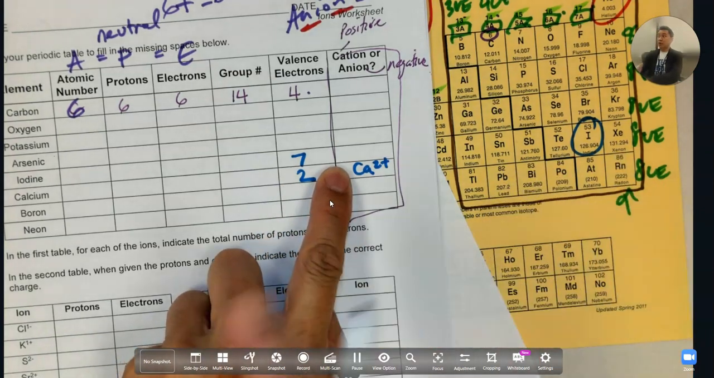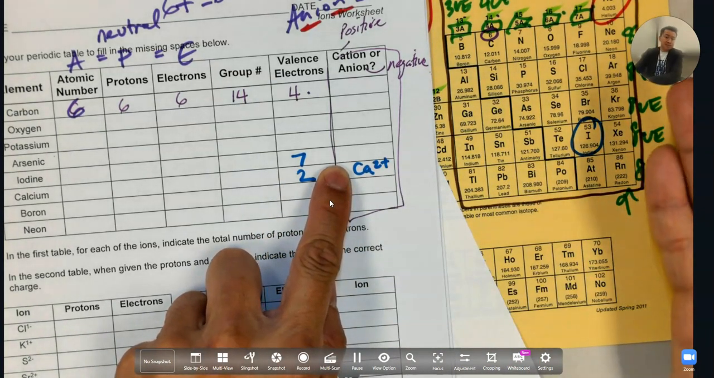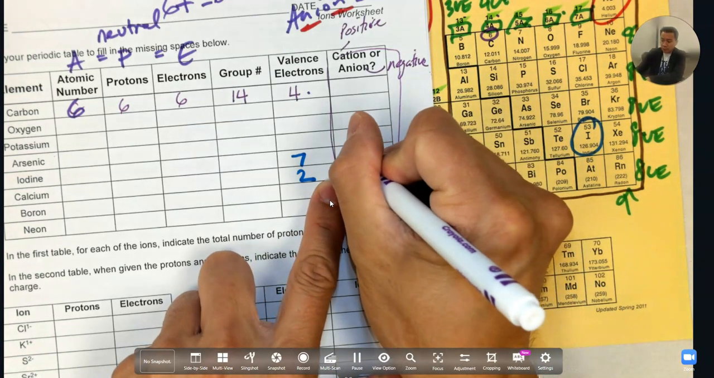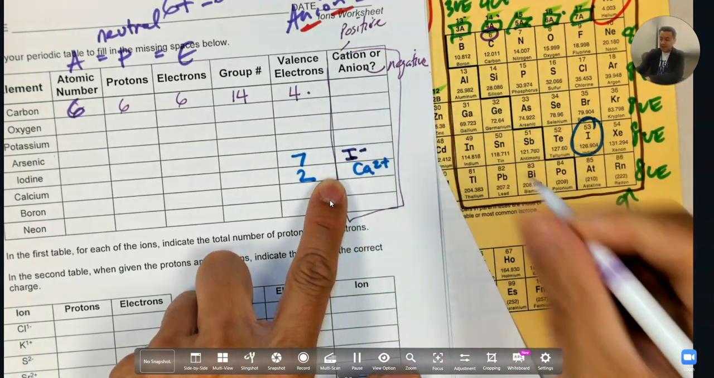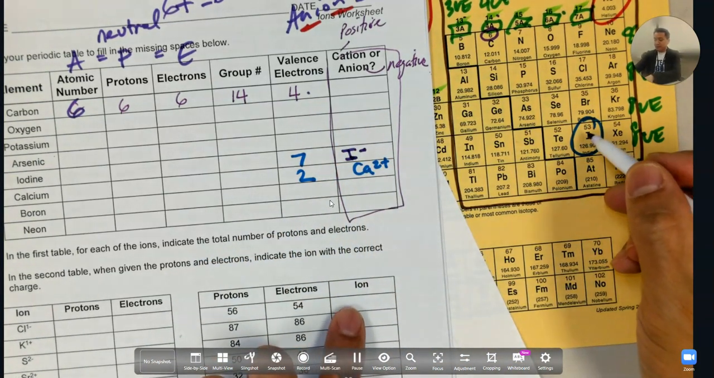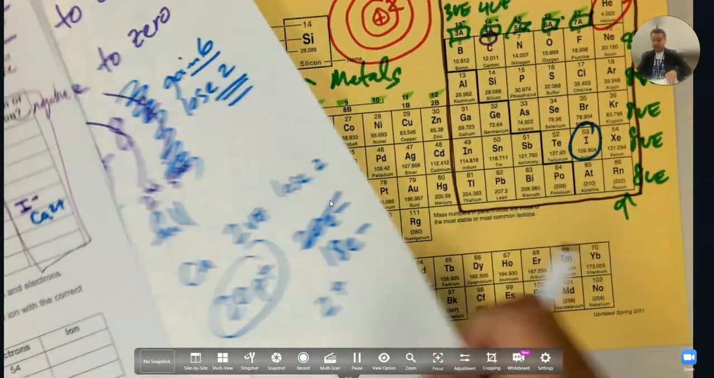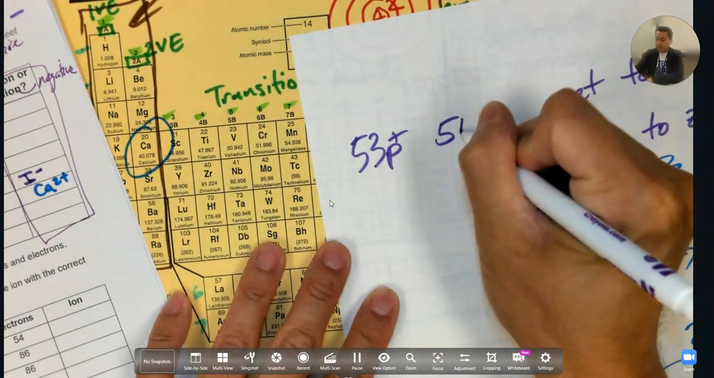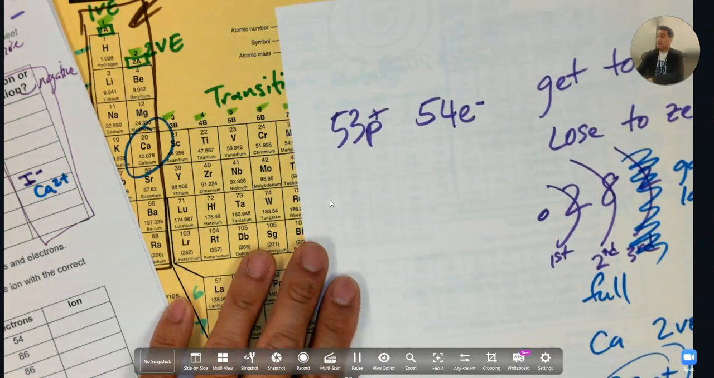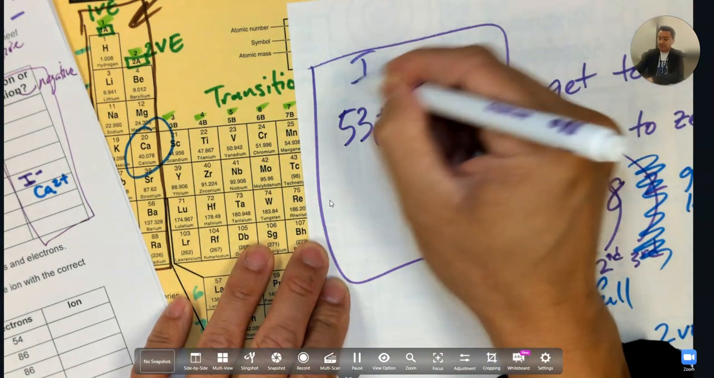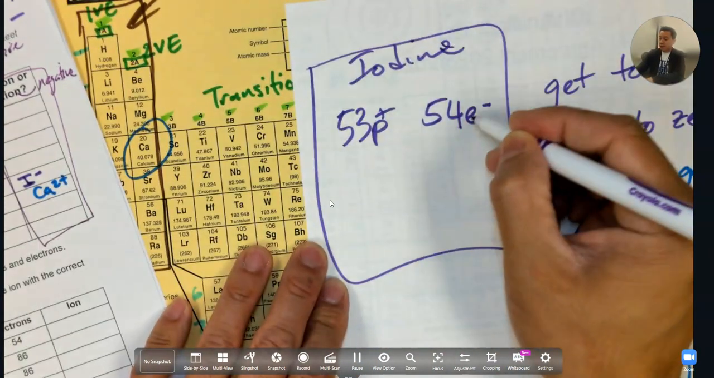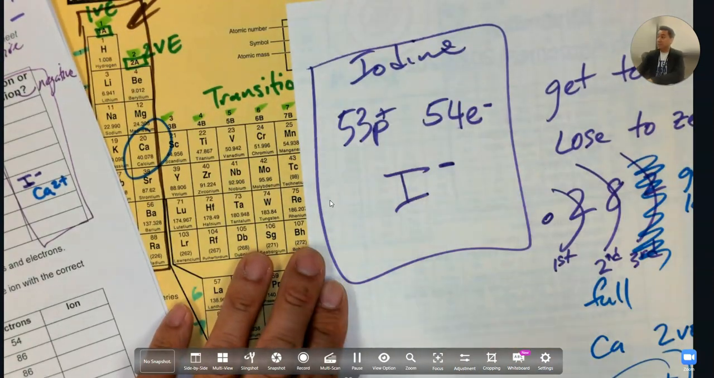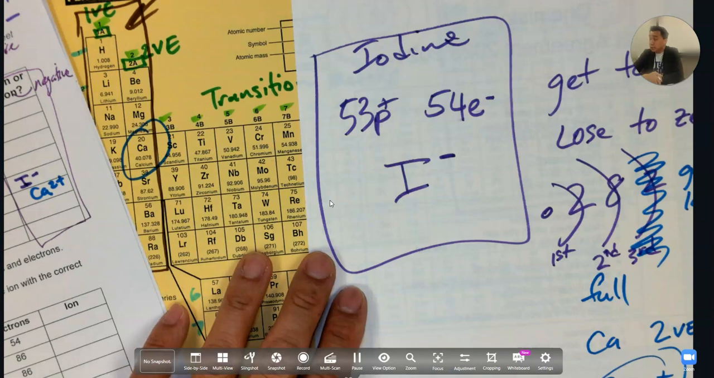And so if 7, you can lose 7 or gain 1. Which one is easier? Yeah, it's a lot easier to gain 1. So if iodine gains 1, it's going to be negative 1, because now it has 53 protons, and it gained 1 electron, so now it has 54 electrons. This is for iodine, okay? So if it has 1 more electron, then you write it as iodine minus. And when you write a minus for 1, you don't put the number. For 2 or above, you put the number.